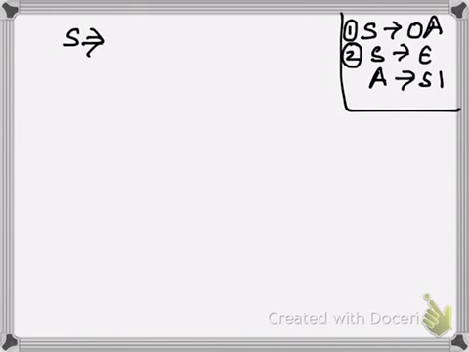In that case, S derives epsilon. Let me write my set of strings accepted here. I put epsilon here because the start symbol can derive epsilon. After epsilon there is no other option, so I can stop here. So if I use production number 2, I will get epsilon.